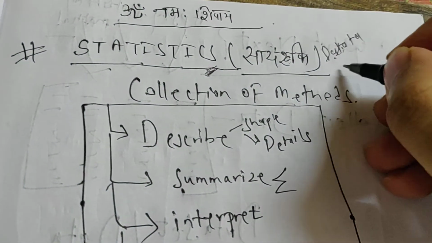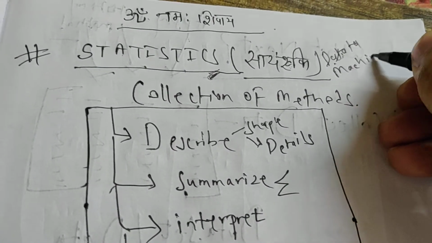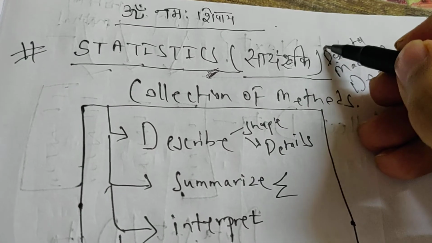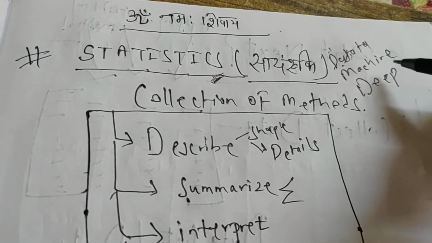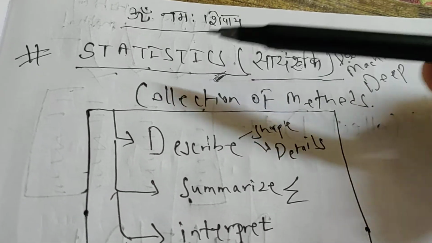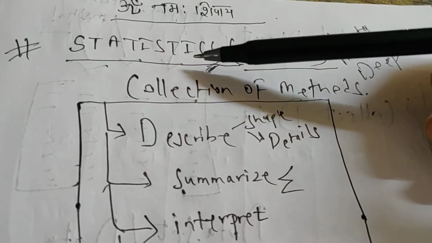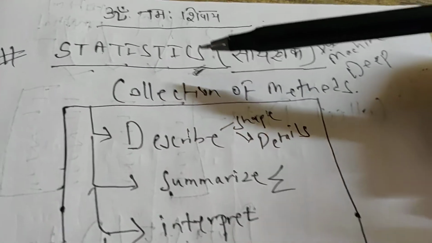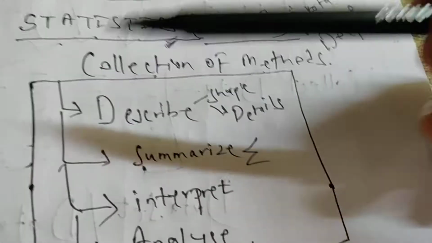If you know statistics, it will be very easy for you to understand data science, machine learning, or deep learning. So before learning any of these technologies, it's very vital, it's very important to understand the fundamentals of statistics. So today we'll discuss the first chapter of statistics, which is what statistics is.